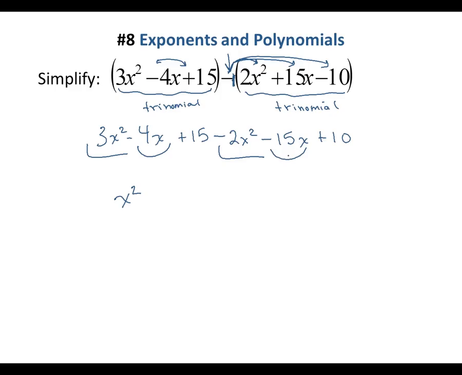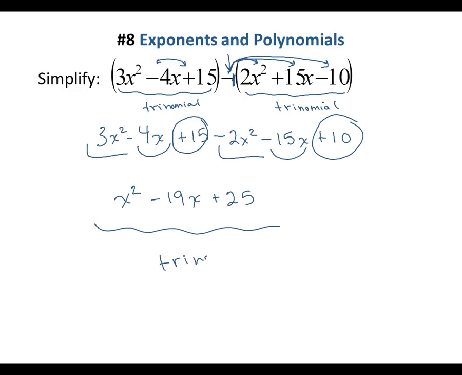So this first trinomial is the same, no changes. The second trinomial is going to get this negative sign distributed on it. So we're going to have negative 2x squared. Then what? Negative 15x plus 10. All right, good. That's the first step. Now we have to do what?